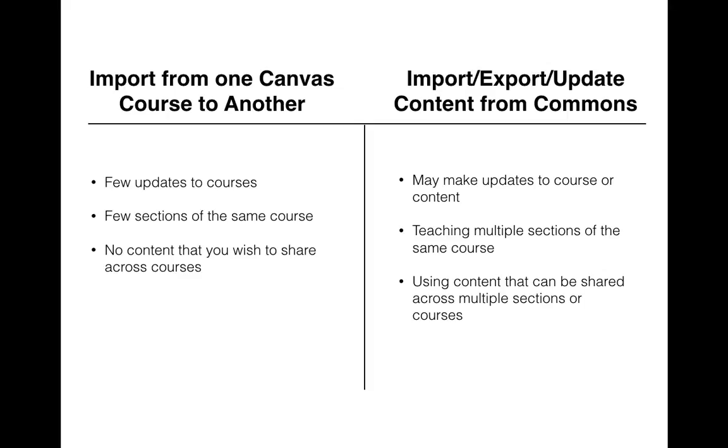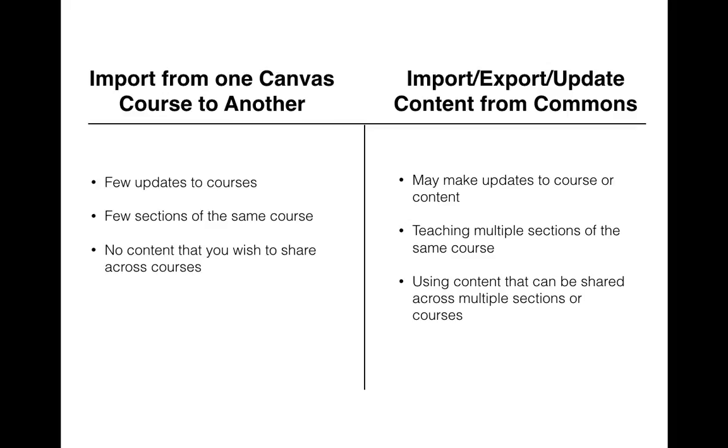So as I stated in the previous tutorial, you may be wondering, what is the big difference between importing one Canvas course into another and then exporting or sharing content in the Commons and pulling that content into some of your existing courses? Like, when would you want to do each of these?